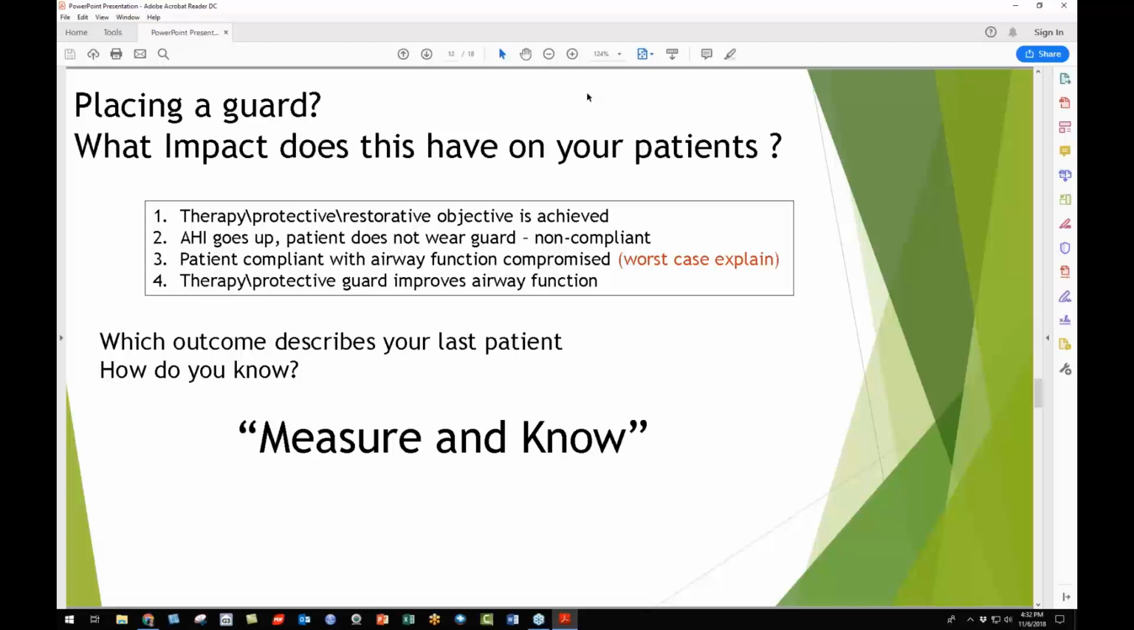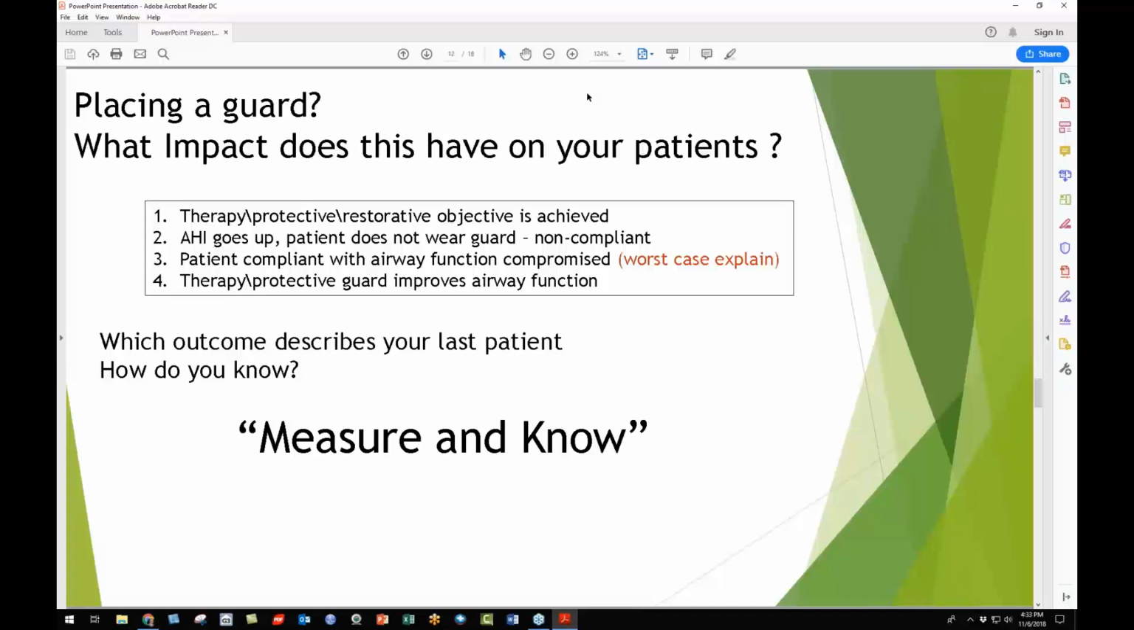So at this point, whatever it is you're treating them for or protecting them from has come at the expense of the functionality of the airway. Okay, that has profound implications. I really don't need to put too fine a point on that one. And then lastly, number 4, the outcome where the therapy protective guard actually improves the airway function. Hey, that's great news. I'm treating you for something, and by the way, your airway improves. And that's good for everybody.